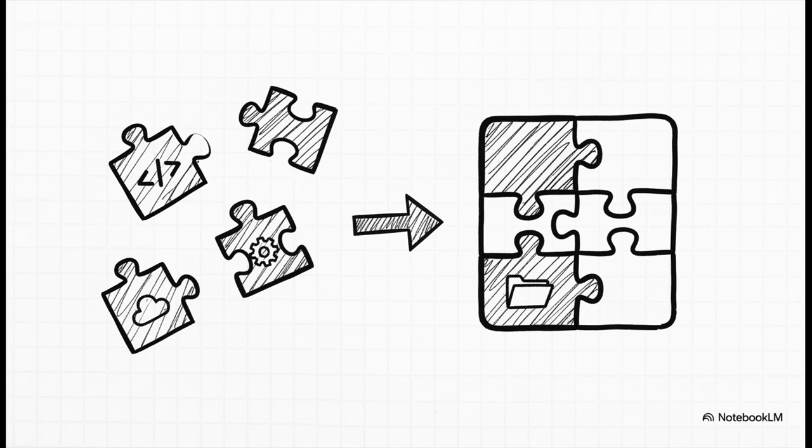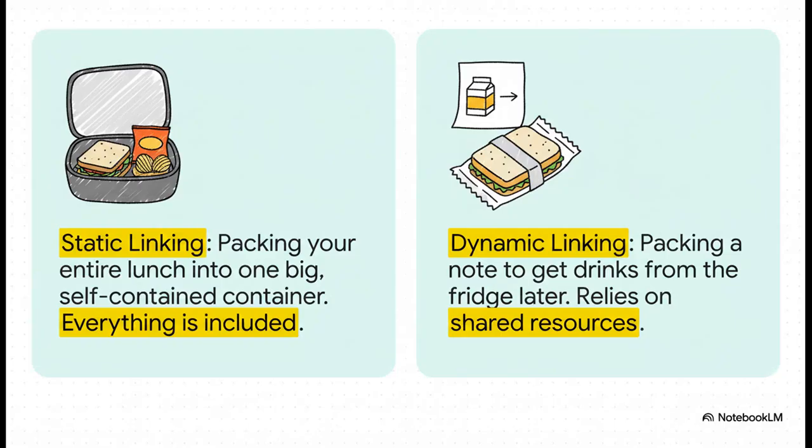Think of it like a master puzzle builder. It takes your compiled code, it goes and finds all the library pieces you need, and it expertly snaps everything together to create that one final complete picture, the executable file. And the linker has two main ways of doing this. First, there's static linking. This is like packing your entire lunch, the sandwich, the chips, the juice box, all into one giant container. It's got everything it needs, but man, it's heavy.